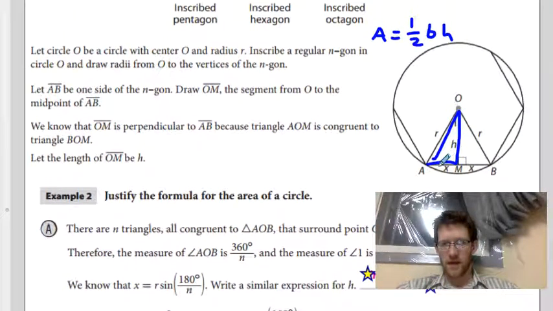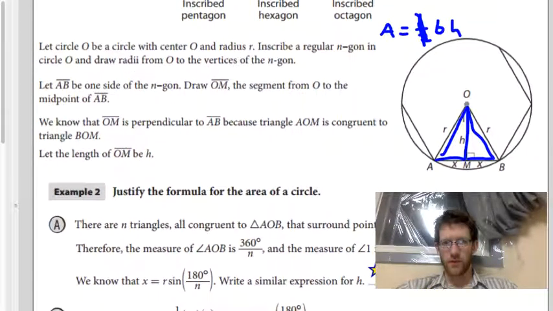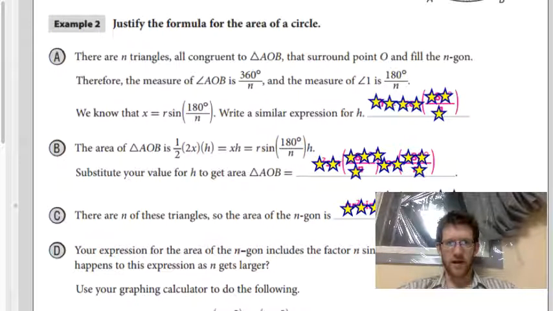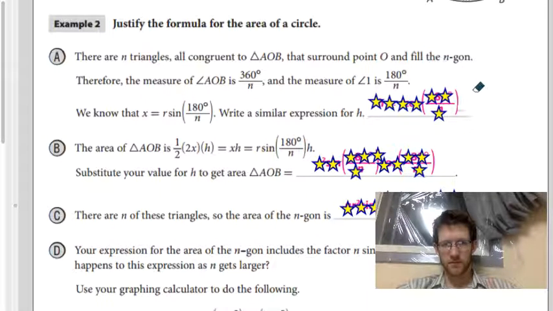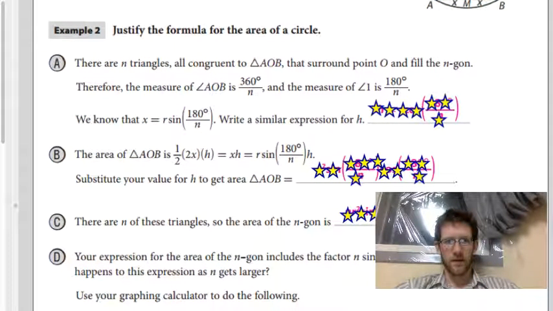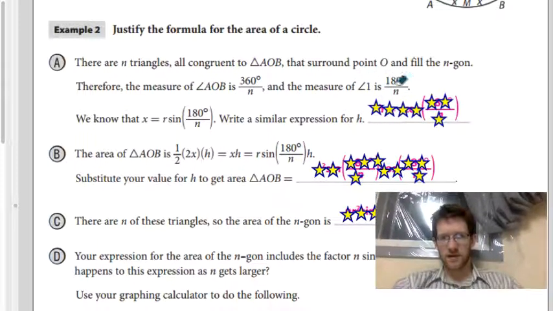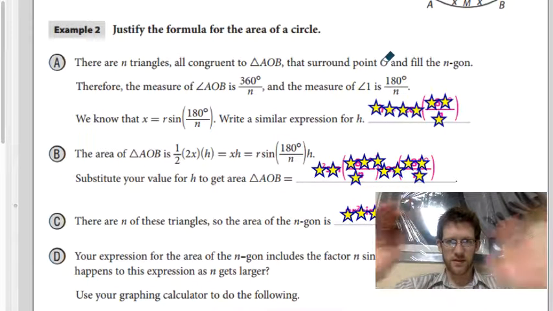And in fact, the area of the two triangles would just be base times height. We can scratch that one off. So we'll explore this one. It says there are n triangles, all congruent to triangle AOB, that surround point O and fill the n-gon. Okay, we buy that. Therefore, the measure of angle AOB is 360 over n, and angle 1 is 180 over n. Same deal. Nothing's changed.